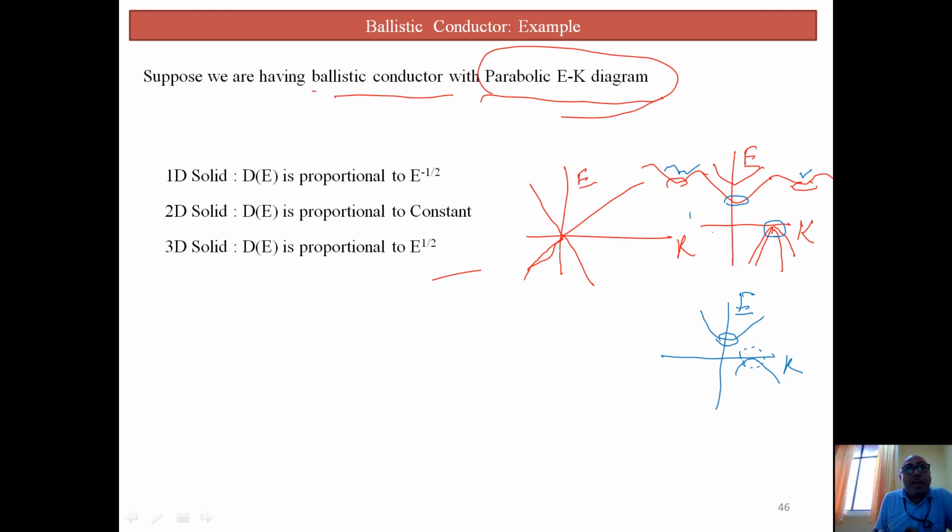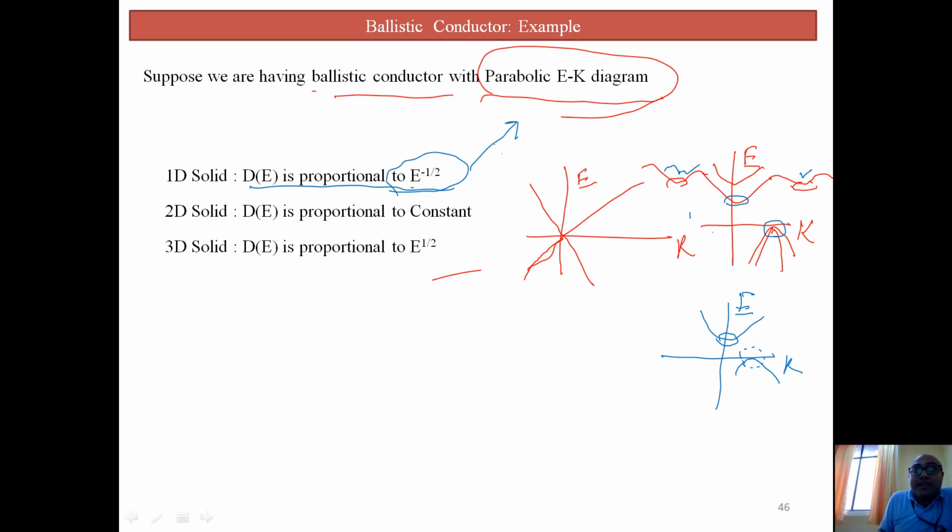Now, if you have a parabolic condition, we know the 1D density of states is proportional to E to the power minus half, because we did this exercise last semester. And remember, density of states is proportional to E to the power minus half only for the parabolic condition.